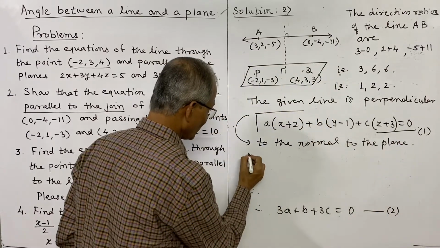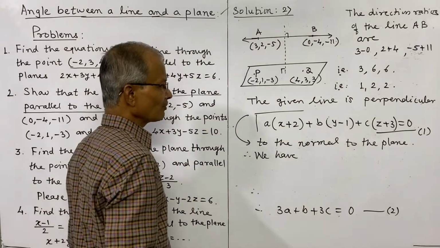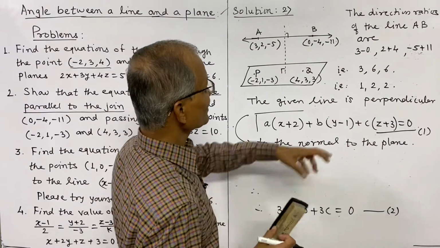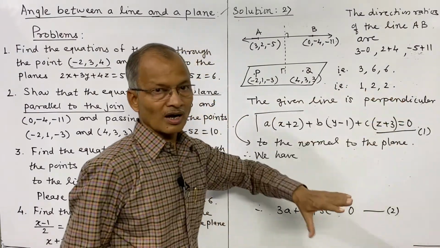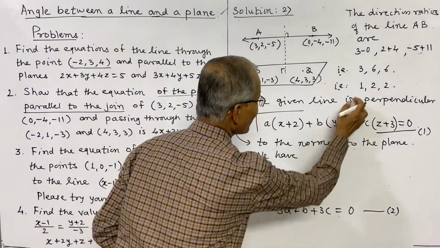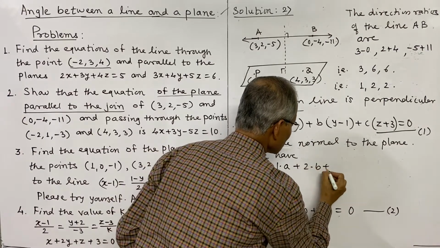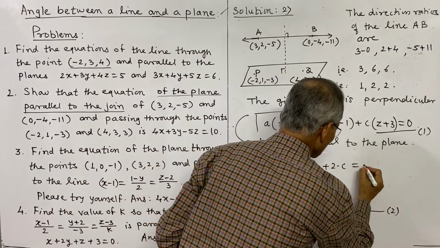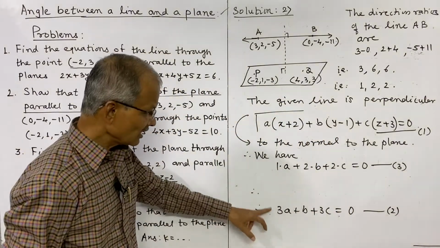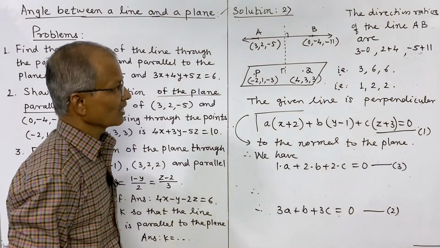Therefore we have, what are the DRs of the normal to the plane? The DRs of the normal to the plane are a, b, c, and what are the DRs of the line? 1, 2, 2, and therefore the sum of their products must be equal to 0. So we have 1 into a plus 2 into b plus 2 into c is equal to 0, and this will be our third equation. So thus we have obtained two relations in a, b, c, and solving these we shall get the proportional values of a, b, c.